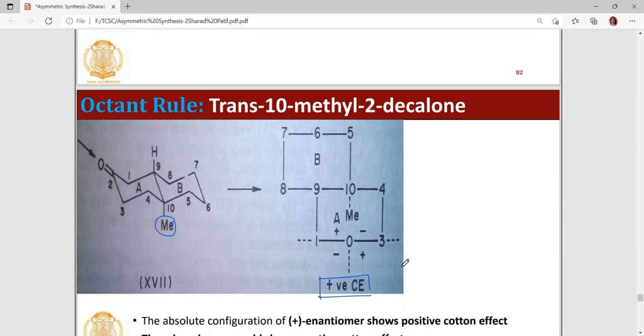So I think we have tried to solve 3, 4 examples, and based on that you can answer based on the Octant rule. Okay, and I hope you understand how this Octant rule as well as the Cotton effect and the alpha haloaxial ketone rule are very important from an exam point of view, right? So thank you and see you.